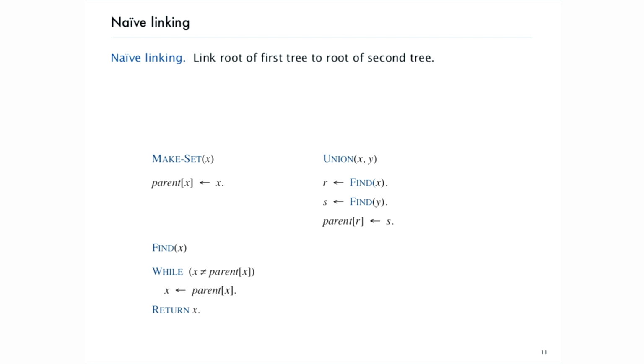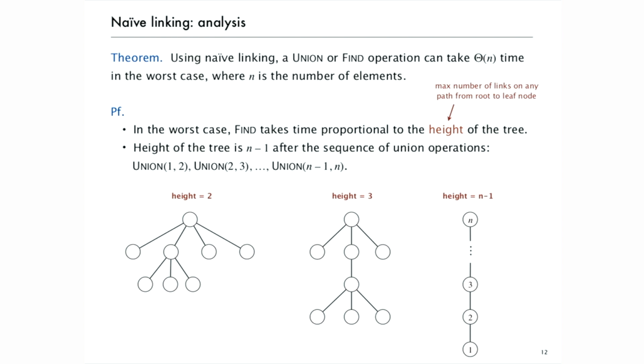Fine. Okay, correct. So we are making the first guy be the parent, so 1 to 2. Now I have 1 to 2. Now union 2 comma 3. So 2 is a leader, 3 is a singleton, right? So 2 goes and points to 3. Now I will do union 3 comma 4. So 3 is a leader and 4 is the second guy. So 3 goes. So you can get a path of length n minus 1, right?